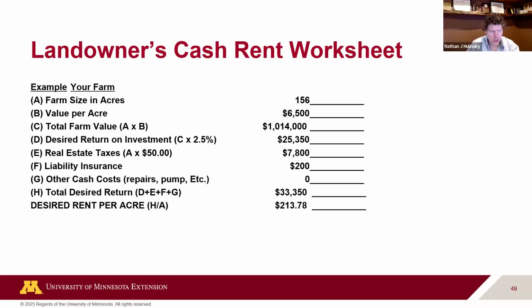And then back to the worksheet, row C is just the total farm value, acres times price. So in this example, we got a $1 million farm. The next thing there, row D, is your desired rate of return. Historically, farmland is about a 2 to 2.5% rate of return. So if your farm ground is worth $5,000 per acre, you should be getting about $100 to $125 per acre land rent, right? That 2 to 2.5% rate of return. That is historically what we've been seeing in the farming world.